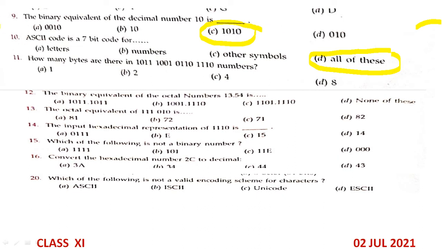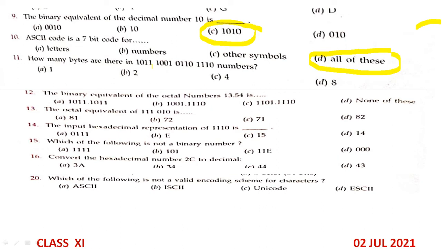Let us see question number 11. How many bytes are there in this? Now, what do you mean by byte? Byte is a sequence of digits. How many digits will be there in a byte? For that we have to go to units of measurement. The smallest measurement unit is bit. It is a binary digit. 1 digit is called a bit.